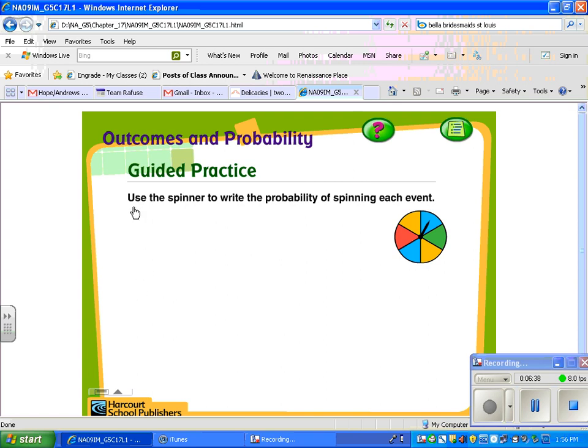Here's some more practice with the spinners. Using the spinner to write the probability of spinning each event. Green, 1/6, because I have 1 section out of 6 possibilities. Let's look at yellow. We have 2 favorable outcomes out of a possible 6. So that'd be 2/6.